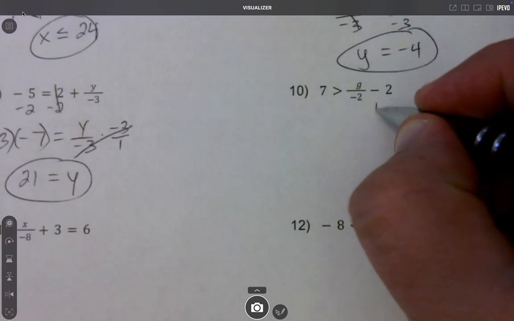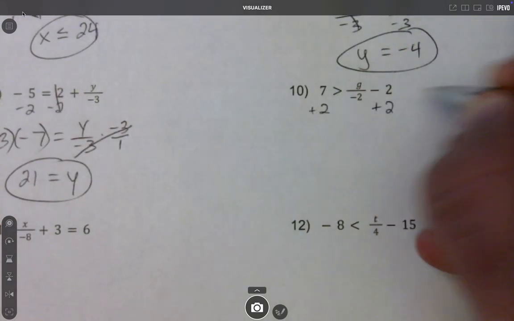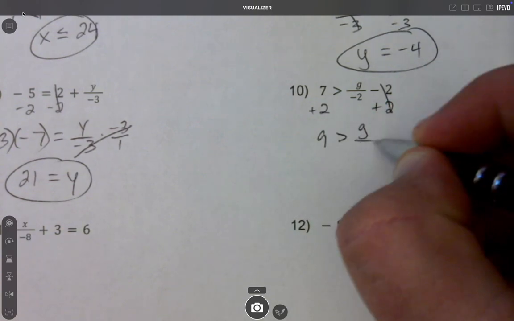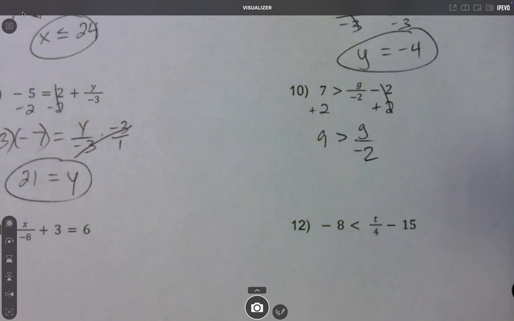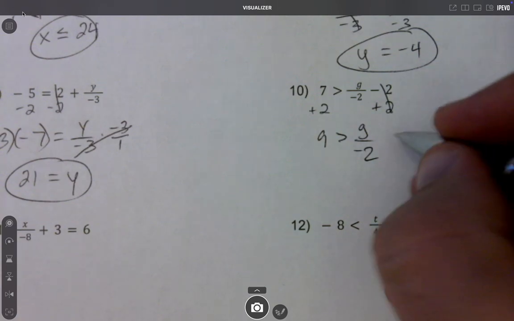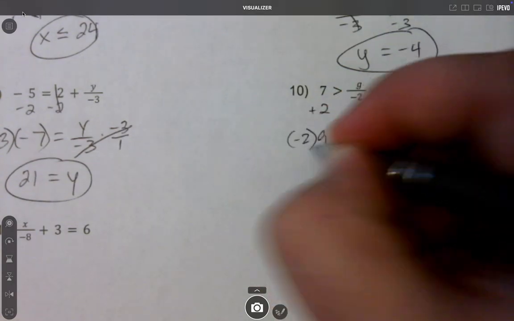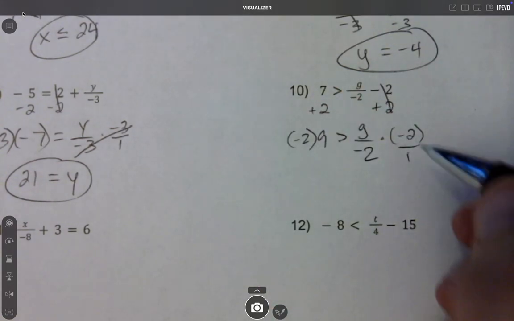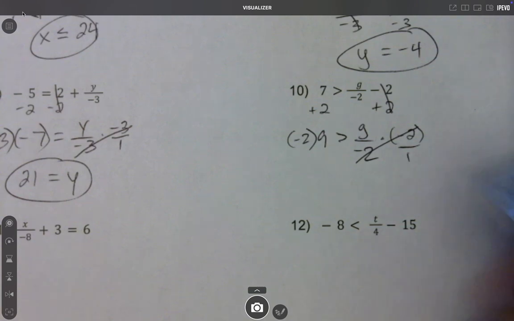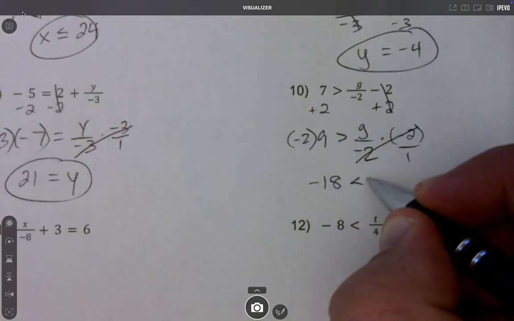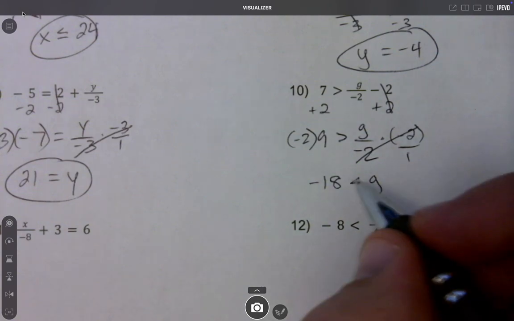Number 10, we add 2 to both sides because it's a minus 2. And g is being divided by negative 2, so we need to multiply both sides by negative 2. So remember, when you divide or multiply by a negative number, you have to flip the inequality sign. So we change this to less than. Negative 18 is less than g.